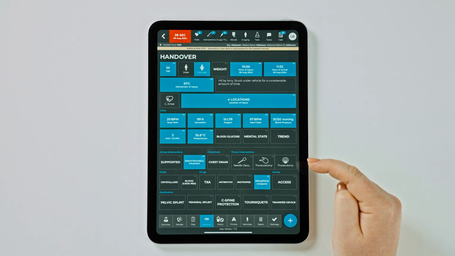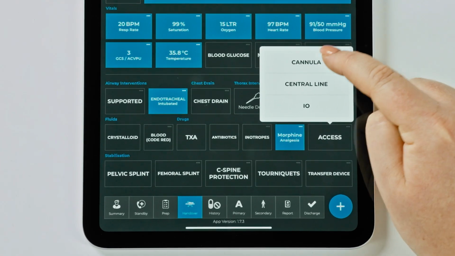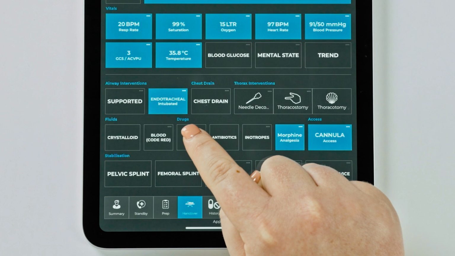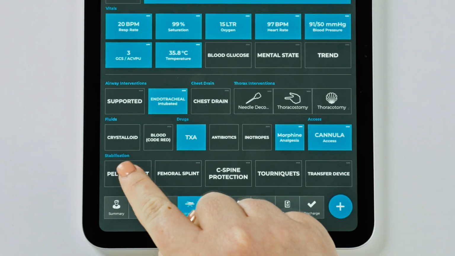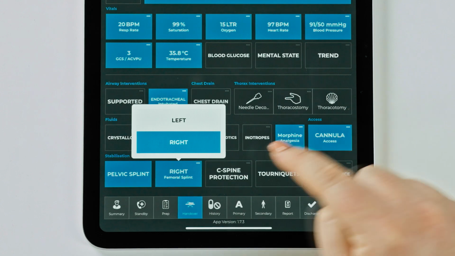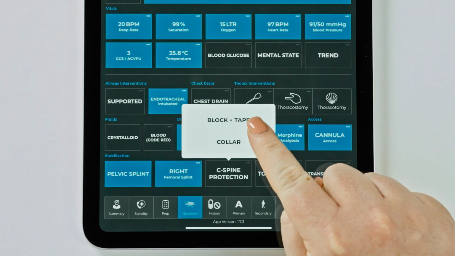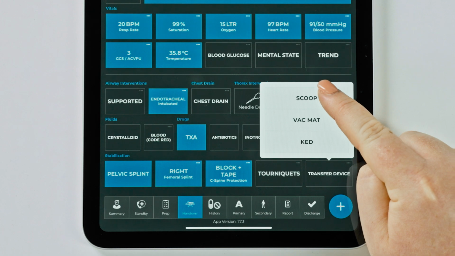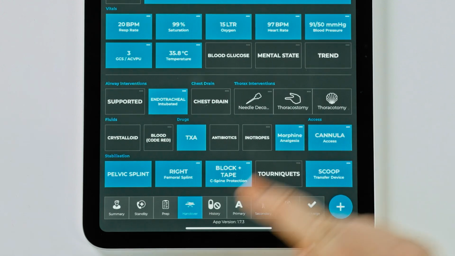The team have informed us that the patient has a cannula in their right ACF, has received a dose of TXA, has a pelvic binder in situ, a femoral splint on the right leg, and a C-spine protection in place. The patient has also arrived on a scoop. That is the handover complete.